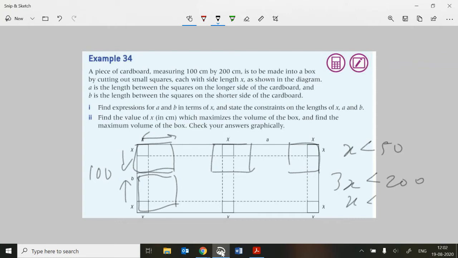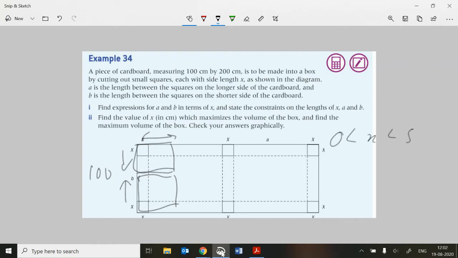But when we divide this one through, we're going to get x is less than 200 divided by 3, so 66 and 2/3. And actually, since we know already that x needs to be less than 50, we don't need to worry about that. Okay, so that's the constraint on x. X has to be less than 50, but also x has to be a positive number here as well. Okay, so x also has to be positive.